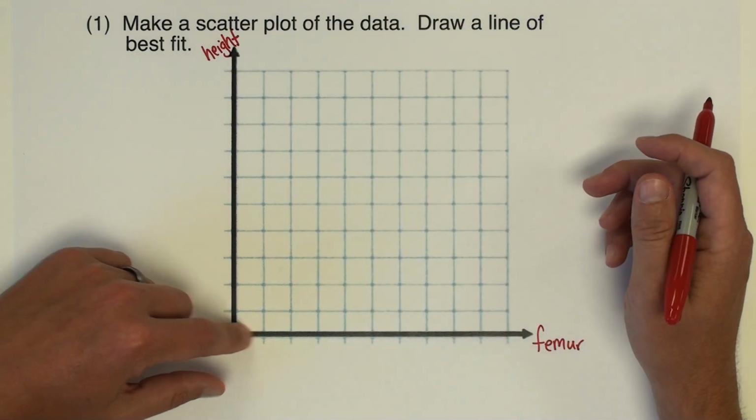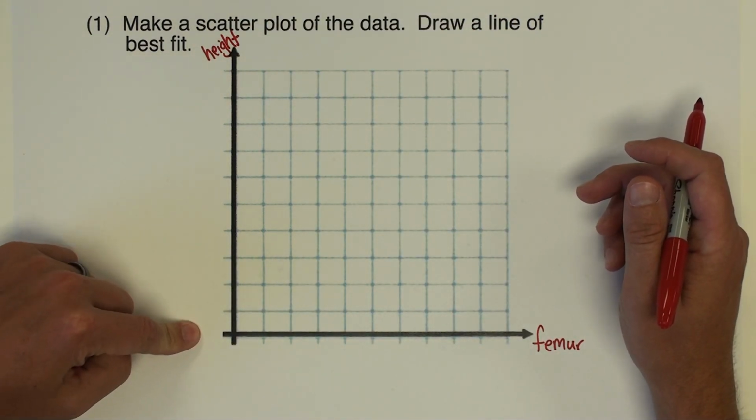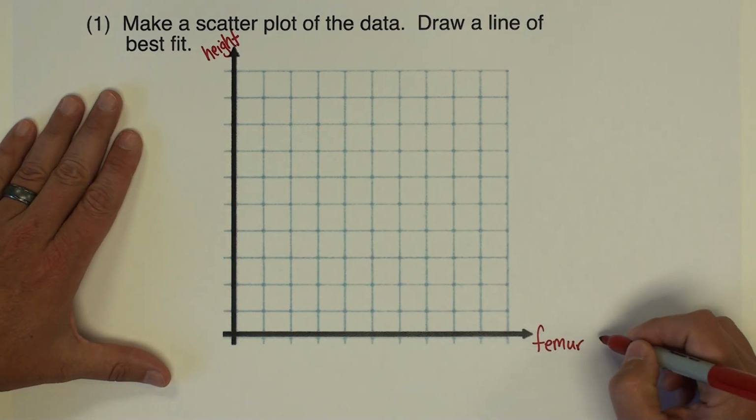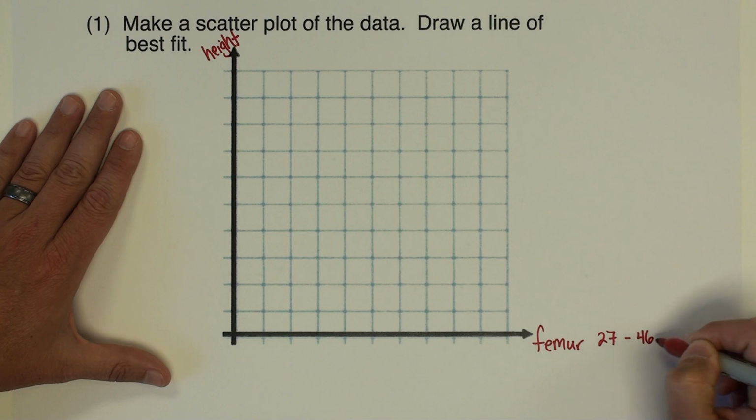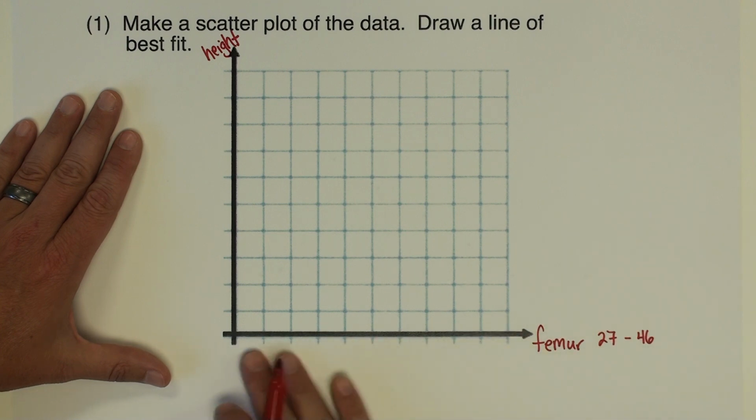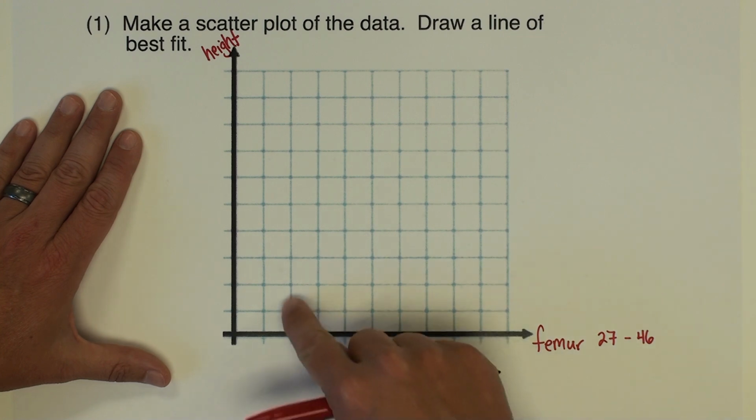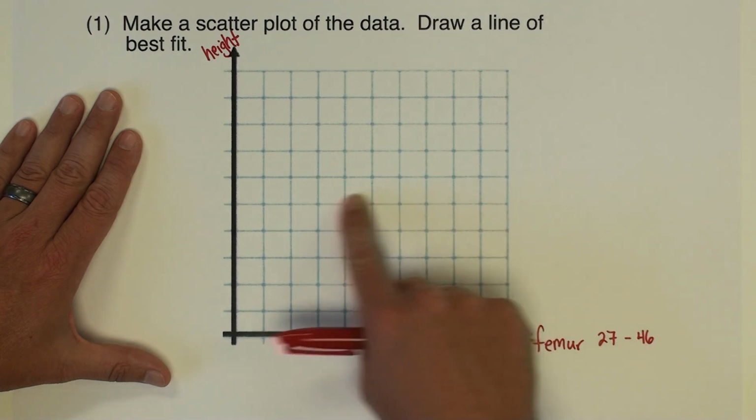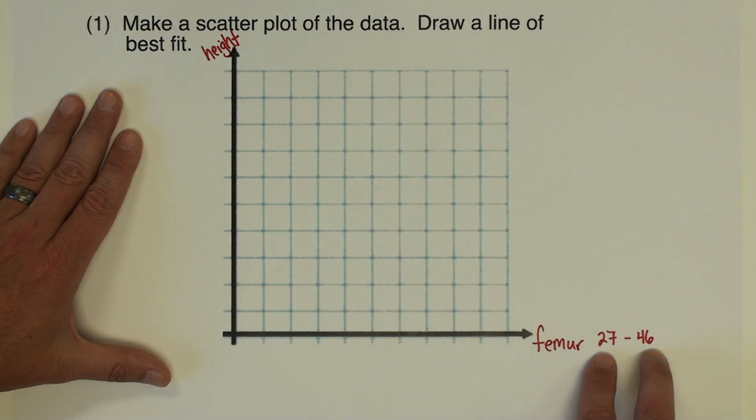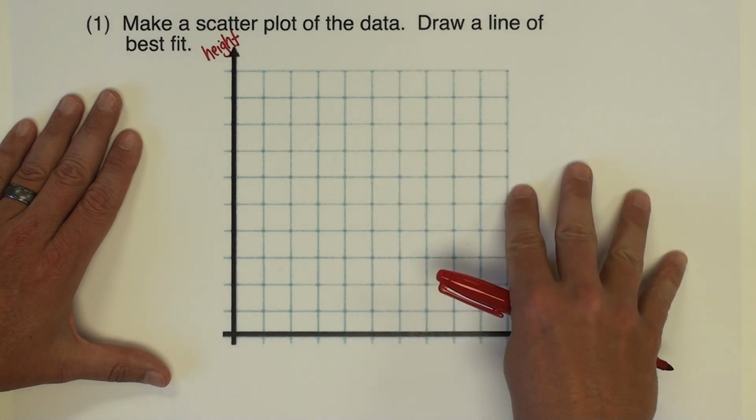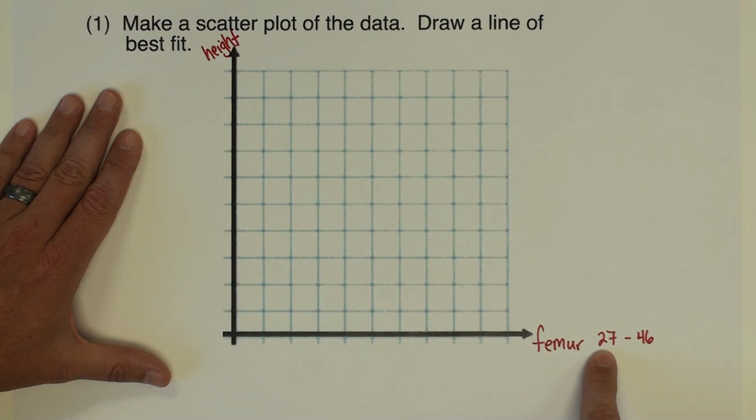Now I need to determine what I want to make my scale. If you go back and look at the table, the length of the femurs range from 27 to 46. So I need to divide up the x-axis in such a manner that it fits 27 to 46. And I would like the points to be scattered throughout the graph. I don't want to go 10, 20, 30, 40, 50 up to 100 and have all the points falling right in here. I'd like them to be spread out along the graph. So let's see how we could do this.